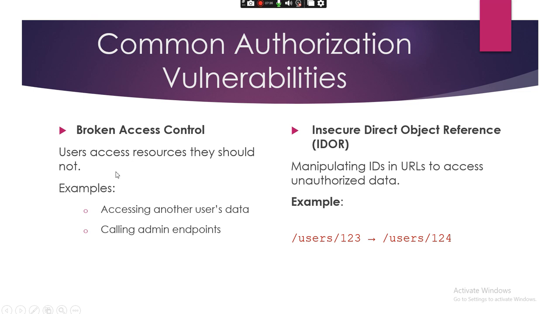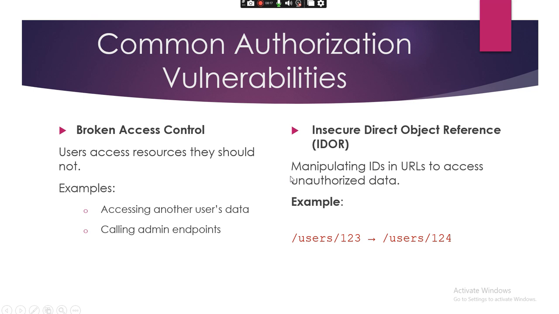So common authorization vulnerabilities, for one, is called broken access control. In this case, users access resources they should not. For example, accessing another user's data, or calling admin endpoints. And usually this is when you're not checking ownership. I mentioned in one of our videos about ownership check, that you don't just check whether or not you can access, you also check ownership, whether or not you own the data that's being accessed. And this broken access control usually comes with wrong logic implementation and assumptions, right?